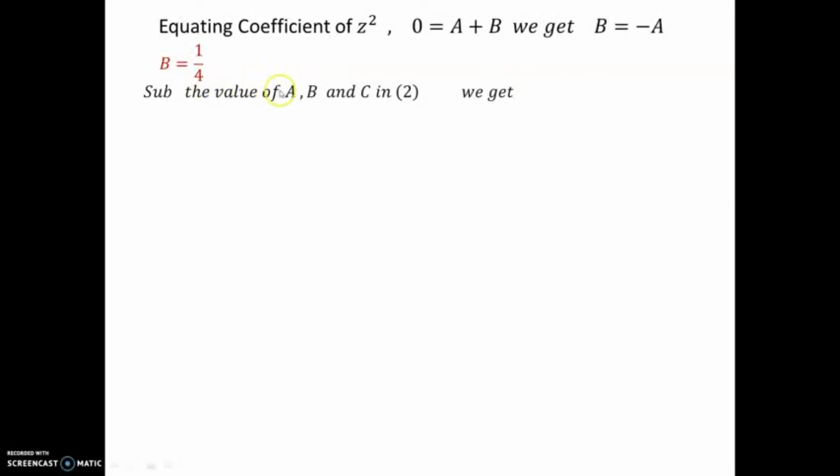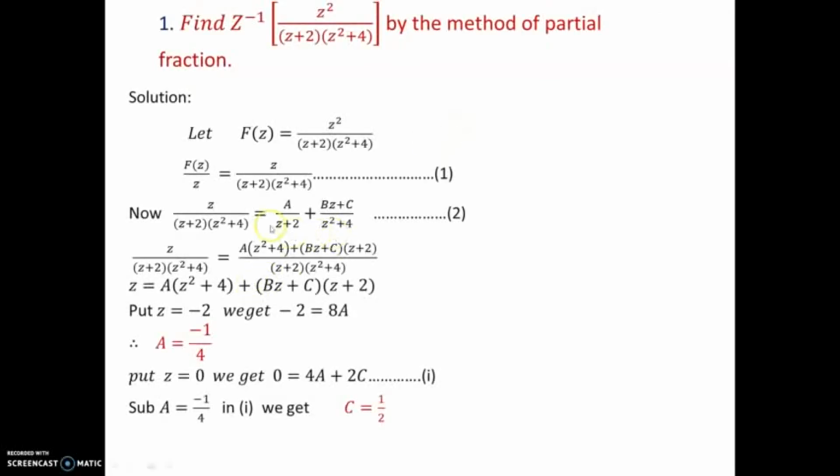So substitute the values of A, B and C in the second equation. We get here A equal to minus 1 by 4, B is plus 1 by 4 and C is 1 by 2.